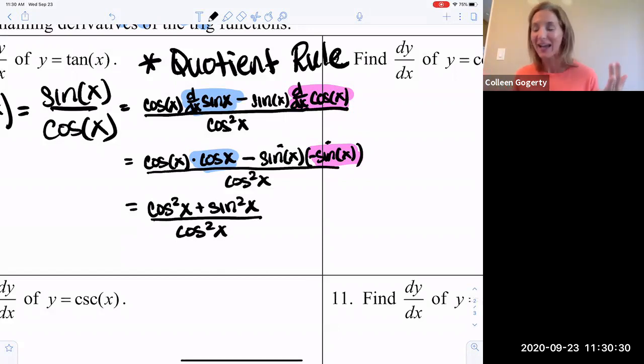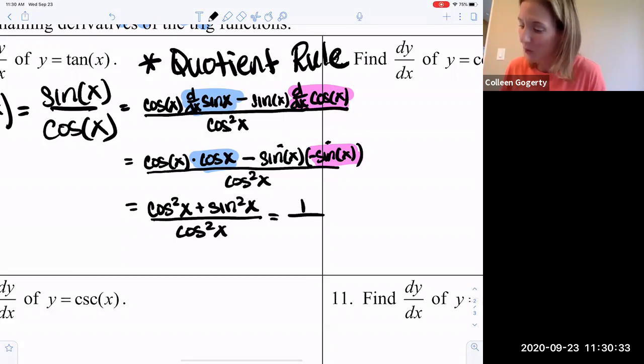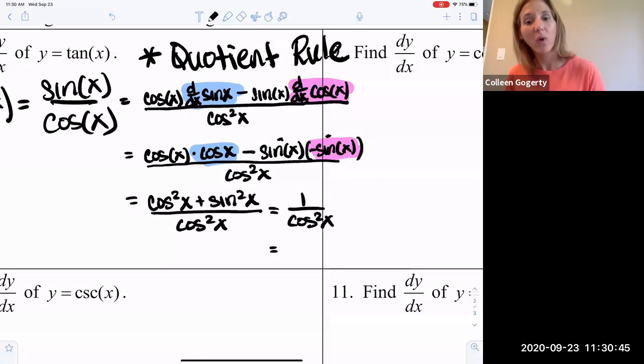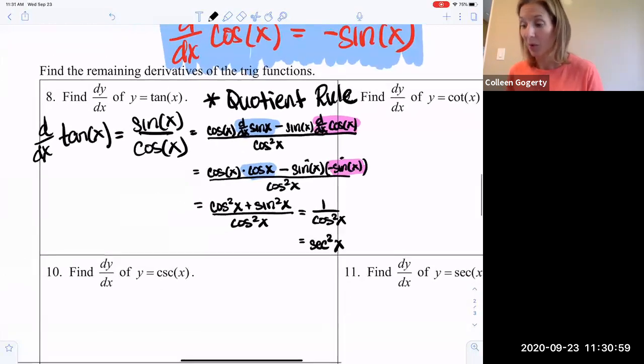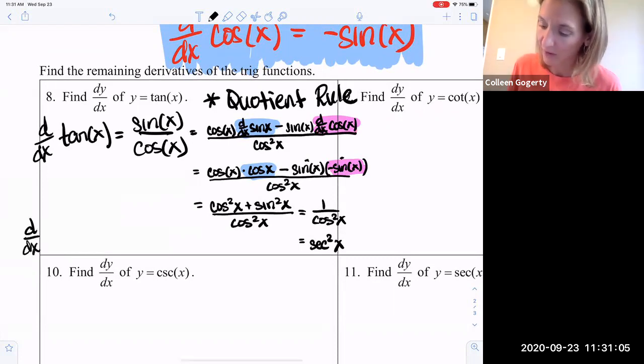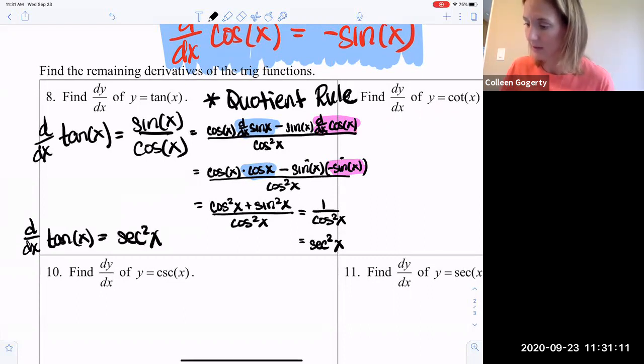It's like the best identity ever because it ends up giving you 1 over cosine squared, right? Cosine squared plus sine squared is 1. That is our Pythagorean identity from pre-calc, okay? So in the end here, we have 1 over cosine squared. How else can we write 1 over cosine? What was the identity? 1 over cosine is secant. So we get secant squared. So what can I conclude from this? What can you conclude from this? The derivative of tangent of x is secant squared x.